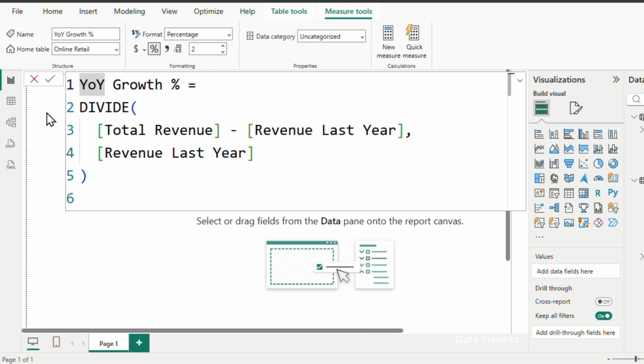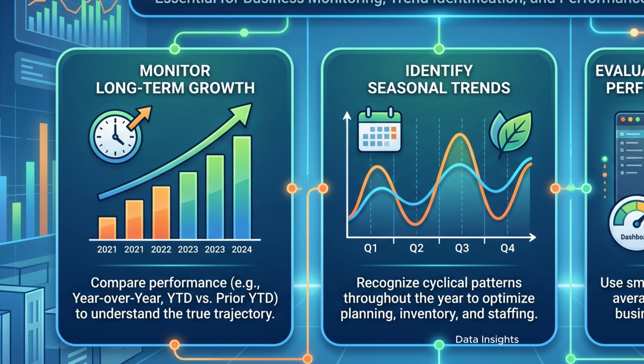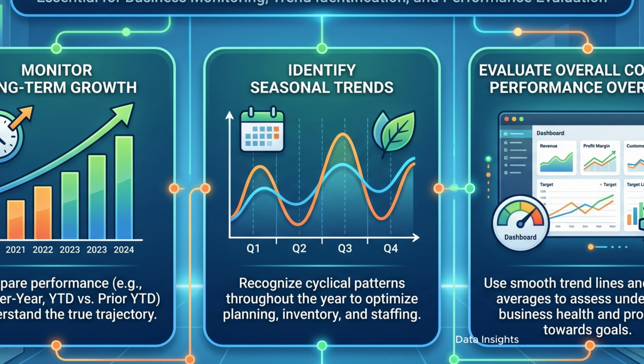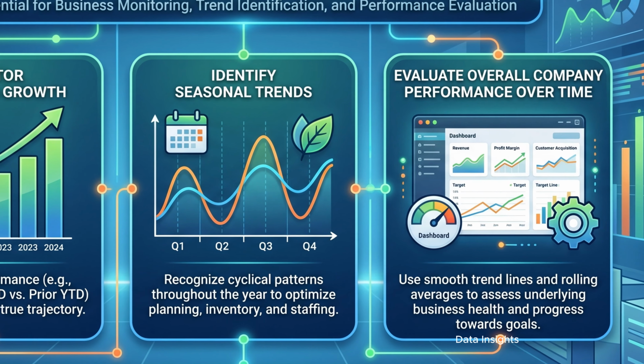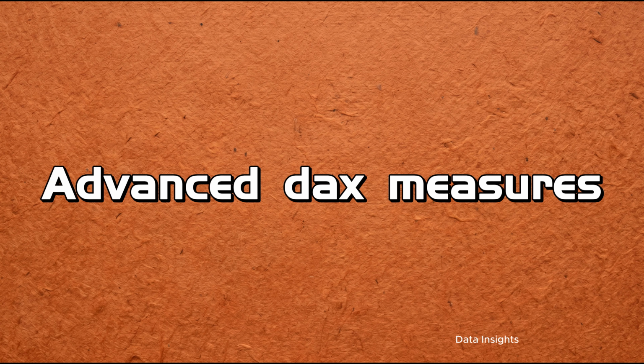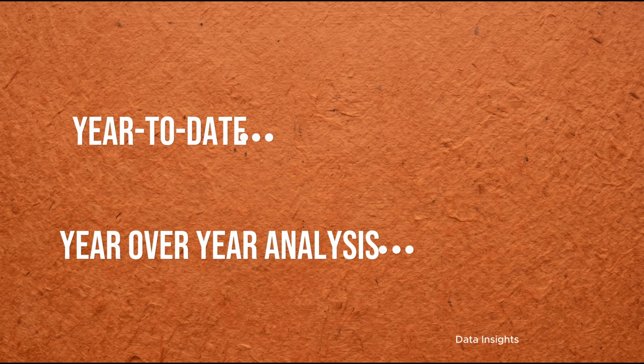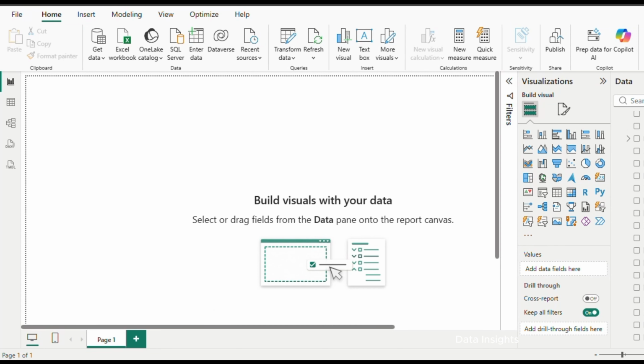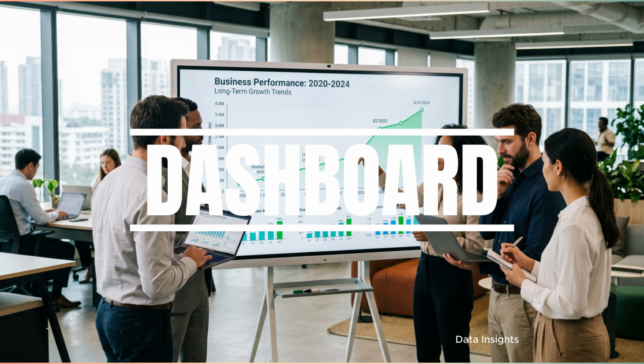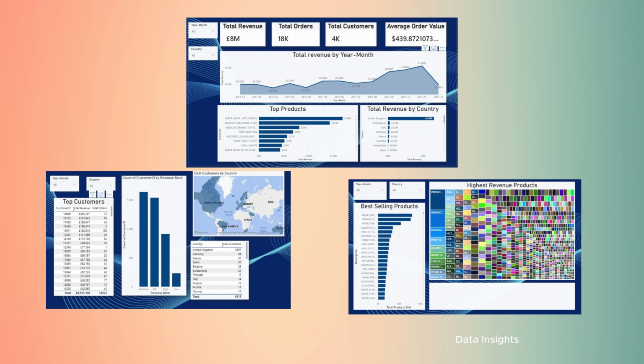These advanced time intelligence measures are essential because they allow businesses to monitor long-term growth, identify seasonal trends, and evaluate overall company performance over time. And with that, we have successfully created advanced DAX measures for year-to-date and year-over-year analysis in Power BI. Now that all our important DAX measures are ready, it's time to start building the dashboard pages. A strong Power BI project usually contains around 3 dashboard pages, each designed for a different level of analysis.